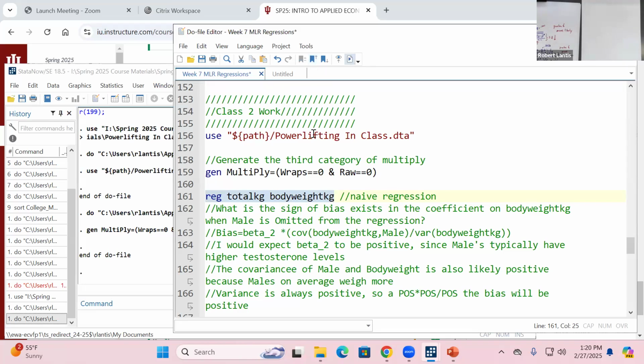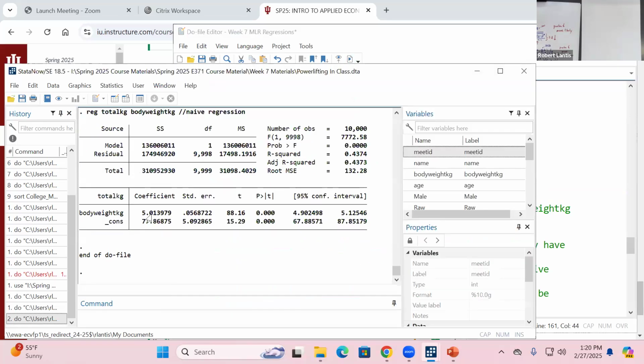Okay. So if I run this regression, what do you think is likely true about the sign on that body weight? What I'm trying to do here is predict the total amount of weight lifted in kilograms based off of someone's body weight. You think someone who's 400 pounds is going to be able to lift more weight than someone who's 100? Probably. So you would expect that coefficient to be positive. I run this, and sure enough, it looks like it's positive. Is it statistically significant? At every single level, right? Very low p-value.